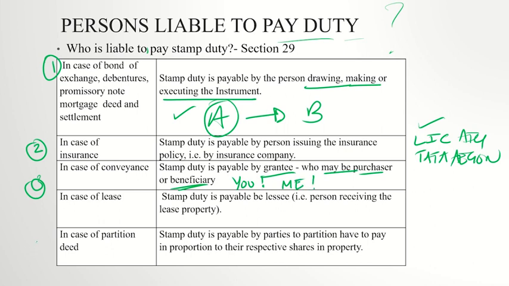In case of a partition deed, partition of a house or some property like that, it is payable by the parties to the partition, who have to pay in proportion to their respective shares.